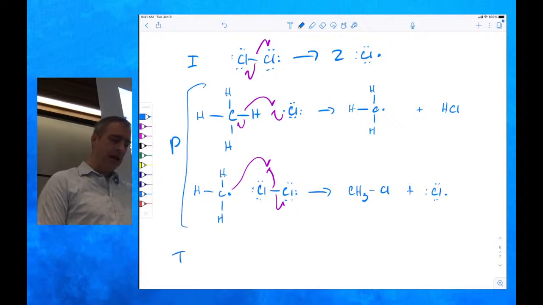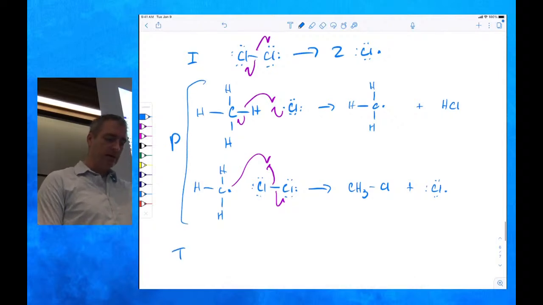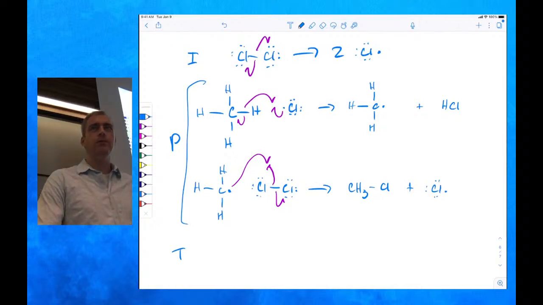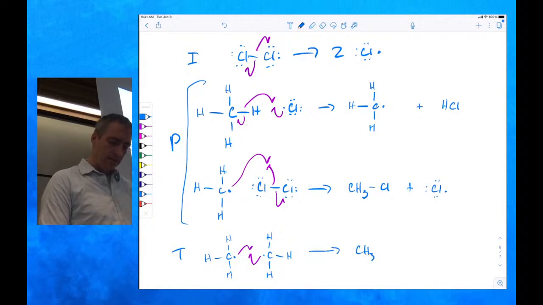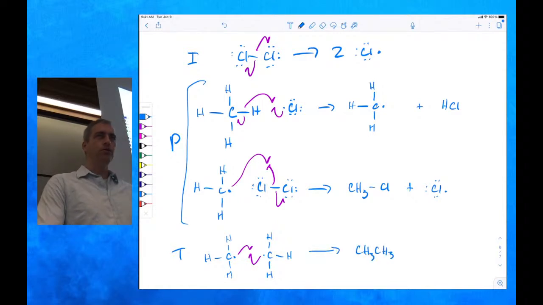Finally, you have termination steps. Typically what I'll ask on an exam is draw an example of a termination step. You don't have to draw all possible termination steps. So just pick any two radicals that you want. They could be the same, they could be different. Let's pick two methyls plus another one. If in the unlikely event two of these collide with each other, they'll terminate to give this. But again, the products of termination steps are super low yield. You don't have to worry about them.